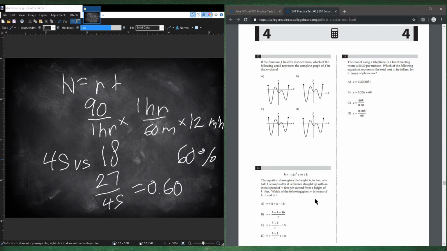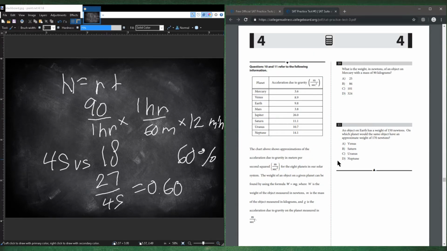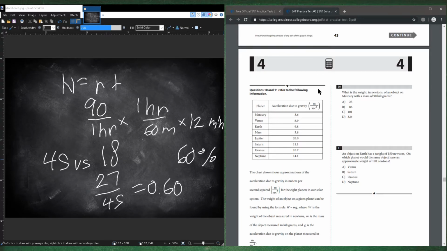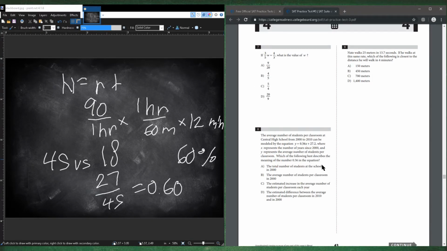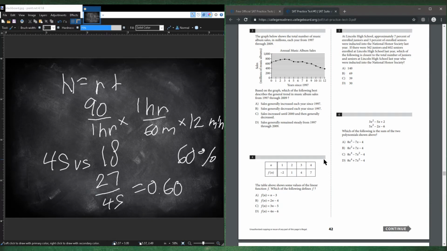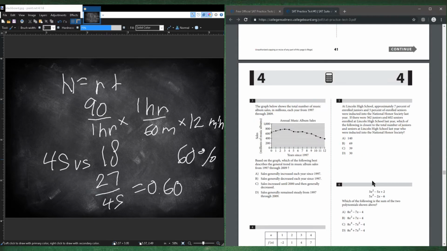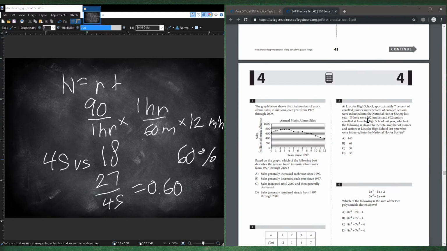12, 13, 14, they're all pretty basic, so a minute or less. 11, 10, pretty basic. If you just look at the chart, then it's fine. Not that hard. 9, 8, and 7 are all pretty basic too, a minute or less. 6, 5, 4, and 3 are pretty basic, just basic SAT questions that you could answer. And 1 and 2 are also pretty basic.